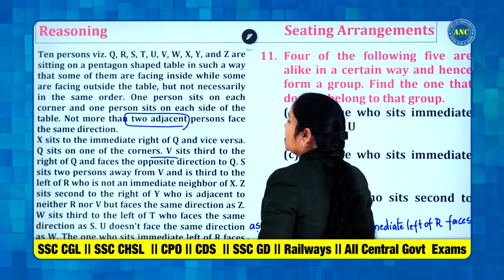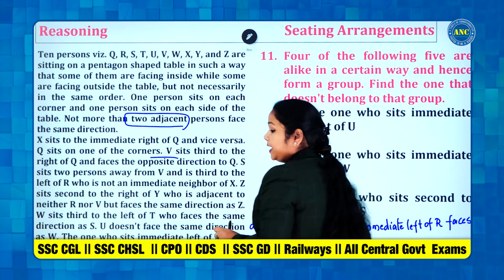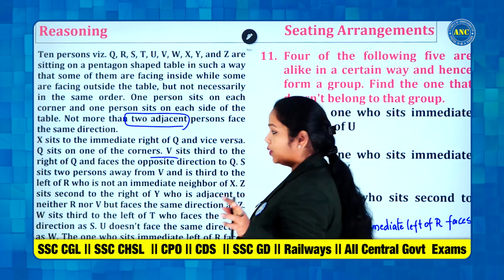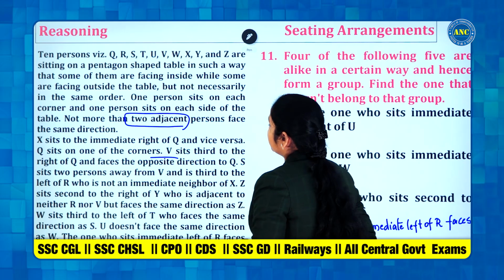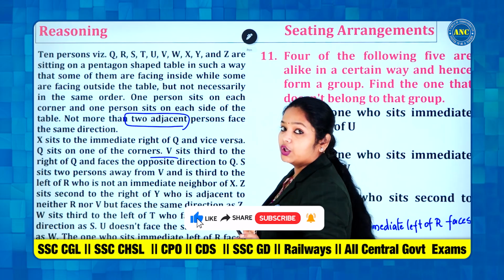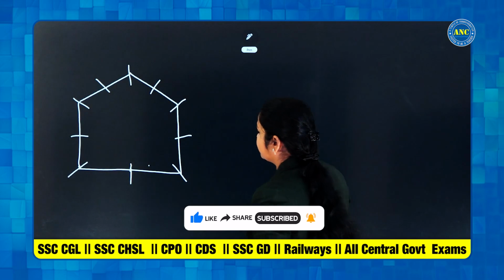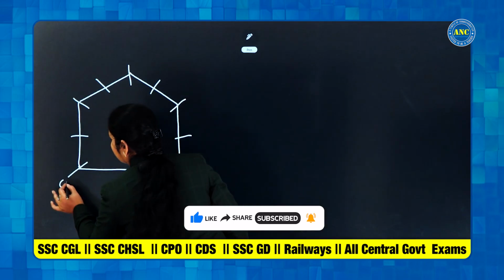What do they say? X sits to the immediate right of Q and vice versa. We need a catch point from where we can start. So, X sits to the immediate right of Q and vice versa. Q sits on one of the corners. So, we have a point. Q is sitting on one of the corners. So, I'll take Q to the corner.